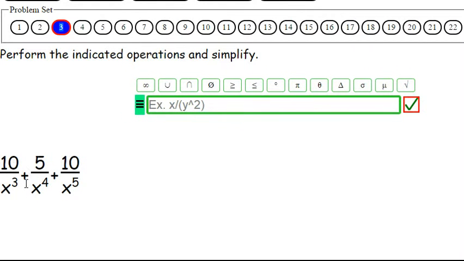So we've got 10 over x cubed plus 5 over x to the fourth. I guess I need to be writing this down. 10 over x cubed plus 5 over x to the fourth plus 10 over x to the fifth. Got it. So you should be catching on to some of this by now.